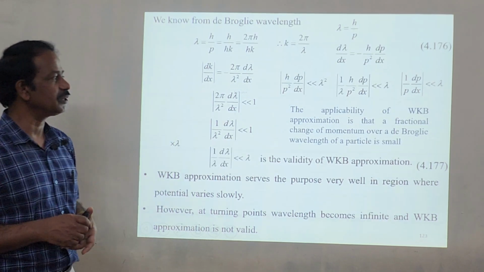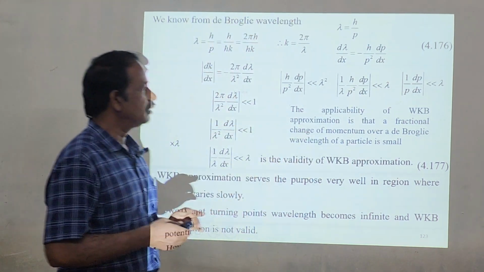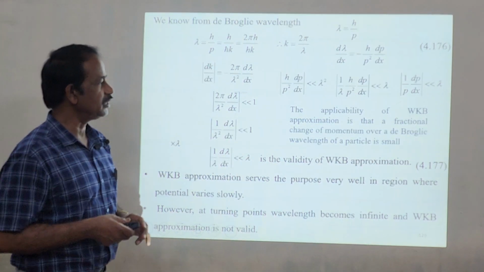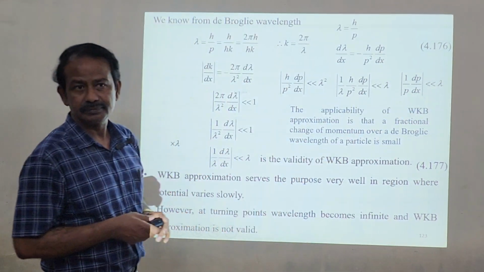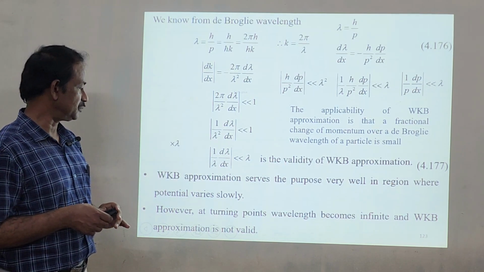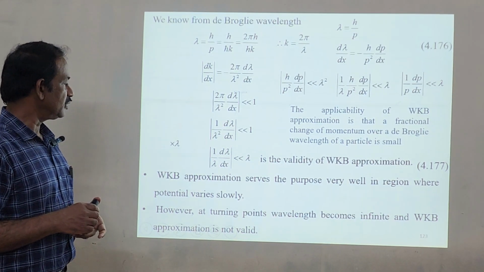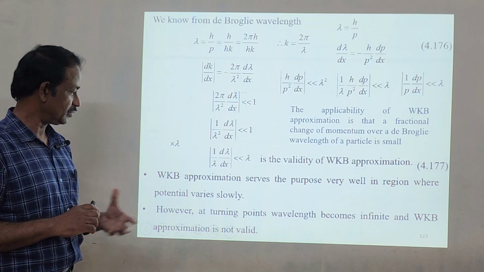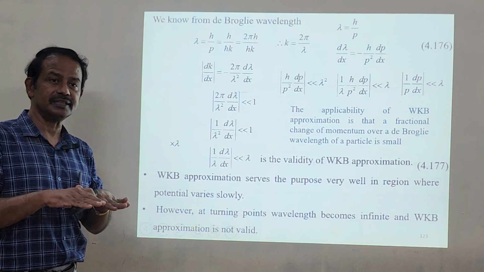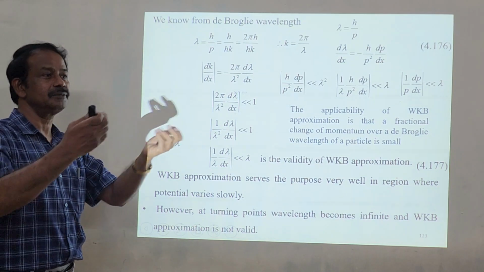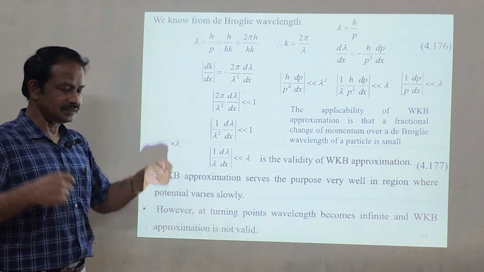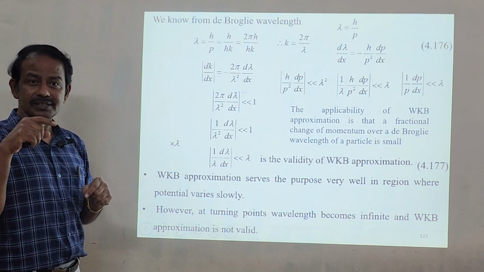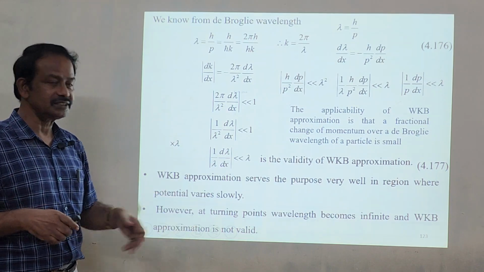So the applicability of the WKB approximation, this condition, is that the fractional change of momentum over a de Broglie wavelength of the particle is very, very small. So this is the validity of the WKB approximation. For the conclusion, the WKB approximation serves the purpose very well in the region where the potential varies slowly. Very important thing. So the potential remains almost constant throughout one de Broglie wavelength or several de Broglie wavelengths.